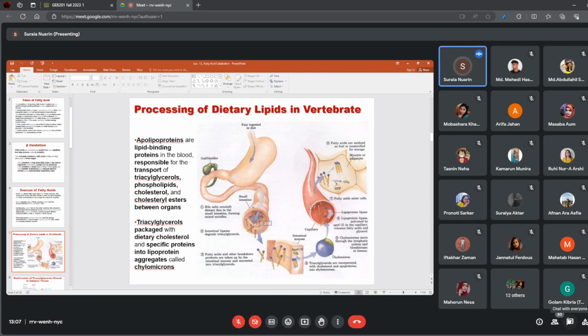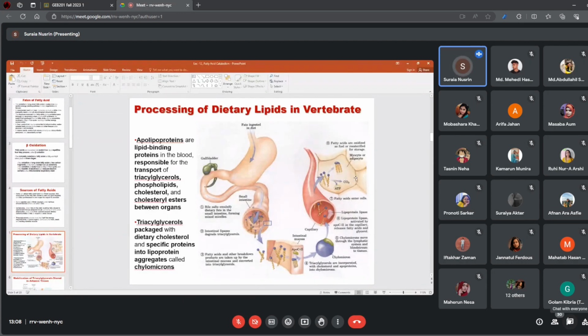Okay, now in the blood circulation system, in the capillary, there is again the enzyme called lipoprotein lipase, and this lipoprotein lipase is activated by the ApoC2 protein. It is activated when there is the presence of the chylomicron, and it will degrade the triacylglycerol into fatty acids and glycerol. So from this capillary, the fatty acids will be transported to the different cells.